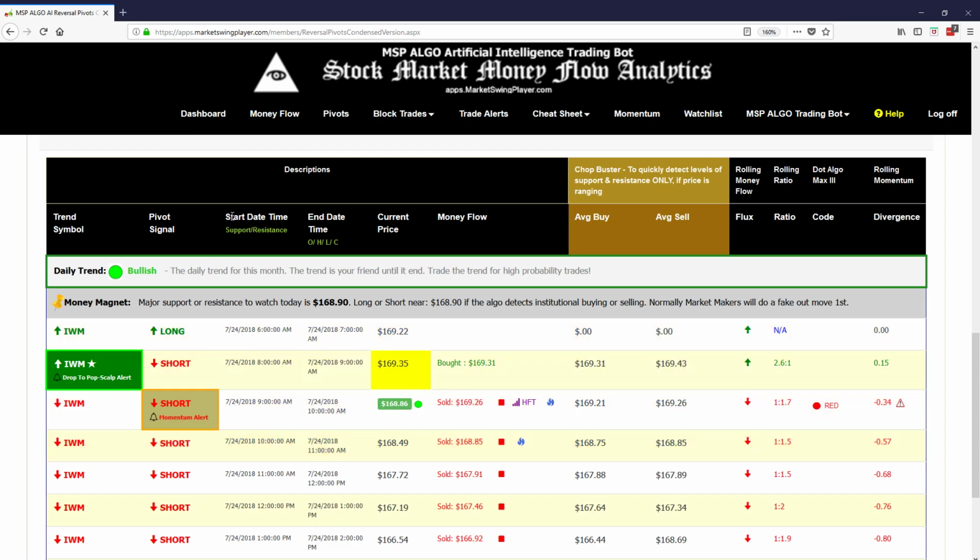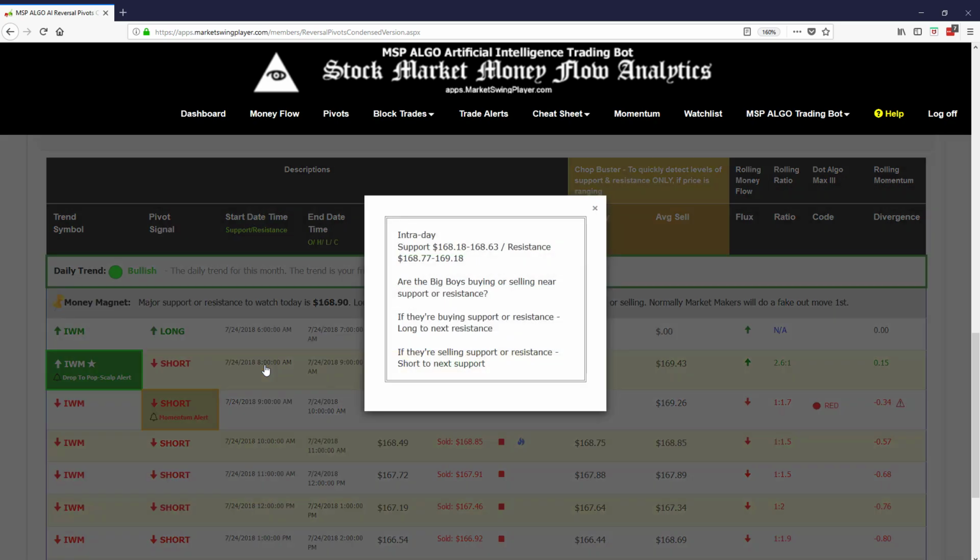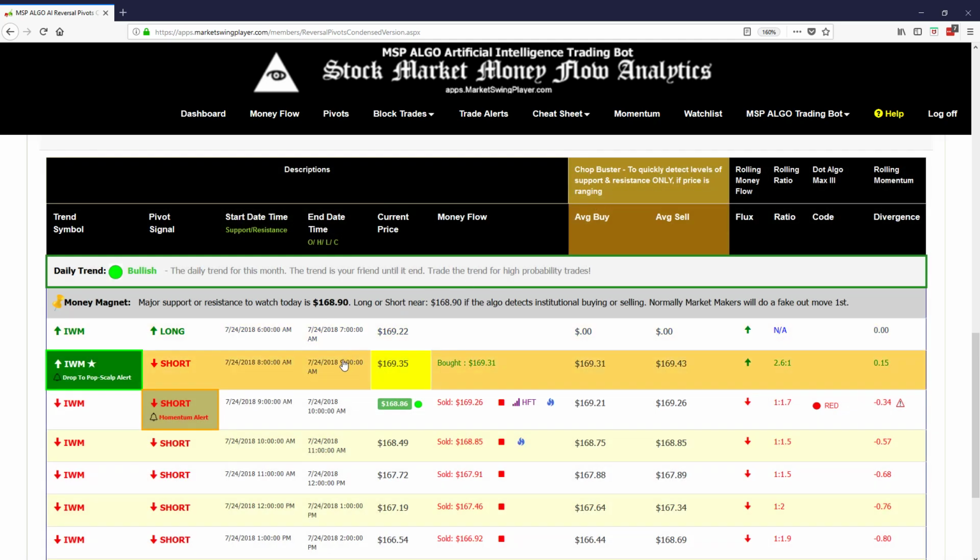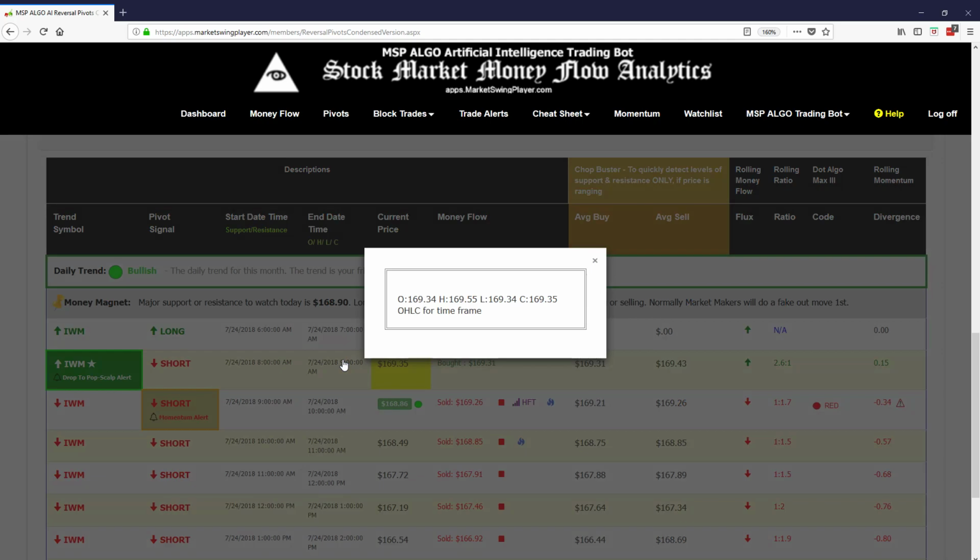So as you can see, it says start date time, and it has the yellow support resistance. And it also has the open, high, low, close above the end date time. So what does that mean? It means that if you click, you should be able to see what the current support and resistance is intraday. Okay? And I also can see within the 8 to 9 a.m. time frame what was the open, high, low, and close for the 8 to 9 a.m. time frame.